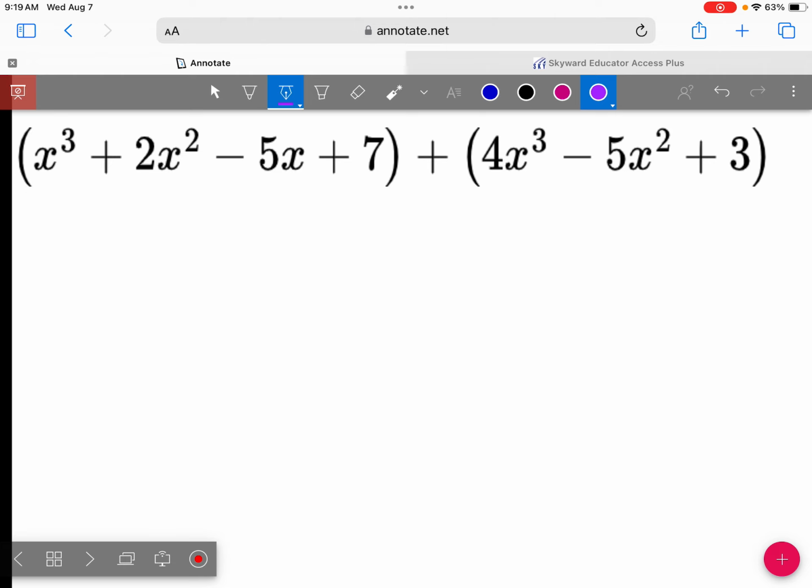I tend to do things color-coded. So I'm going to take my x cubed and my 4x cubed and add those together. What do we get? 5x cubed. Doesn't change my exponent when we add. I have one thing plus 4 things, 5 things. How many x squareds are we going to wind up with?